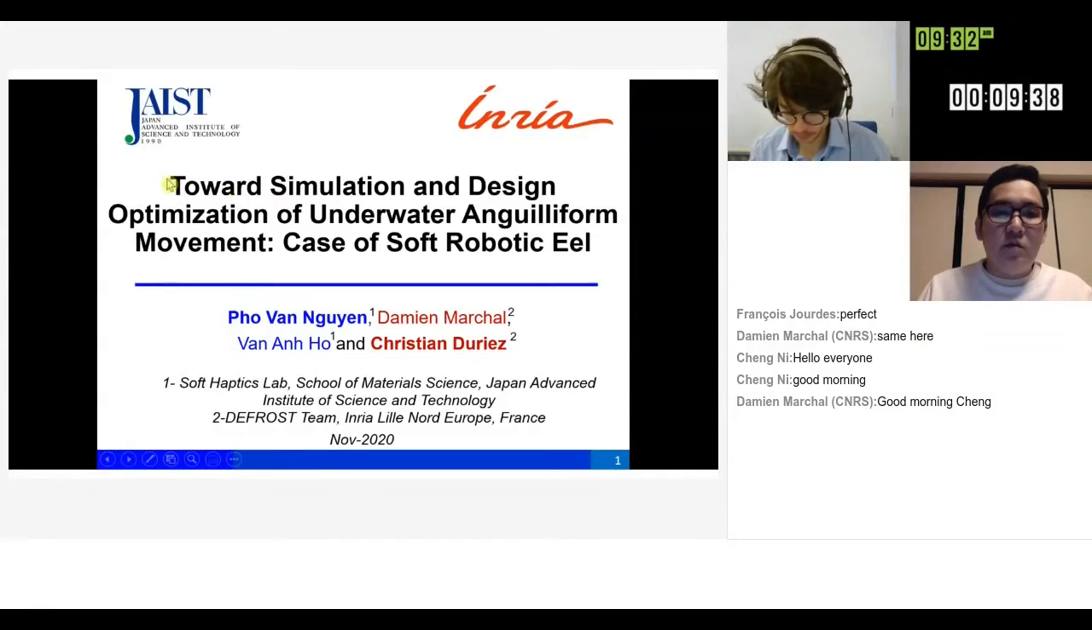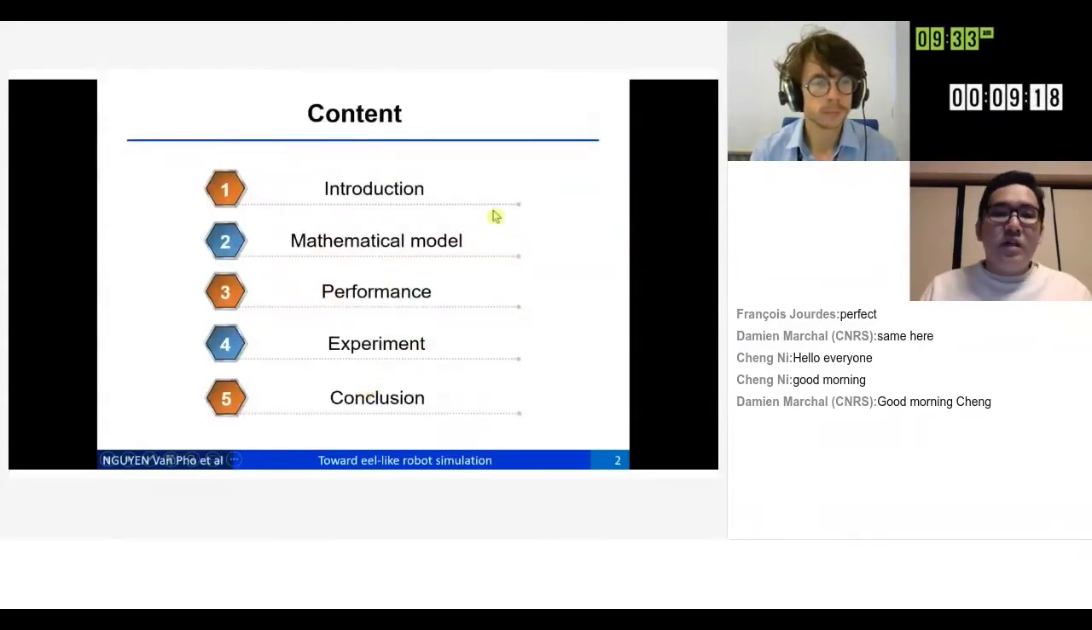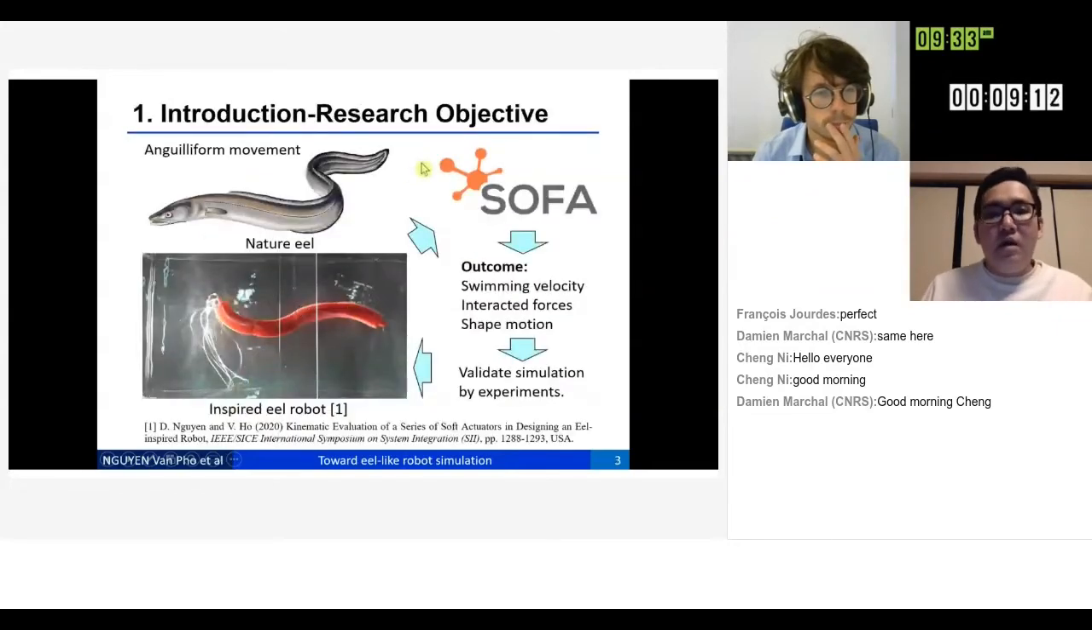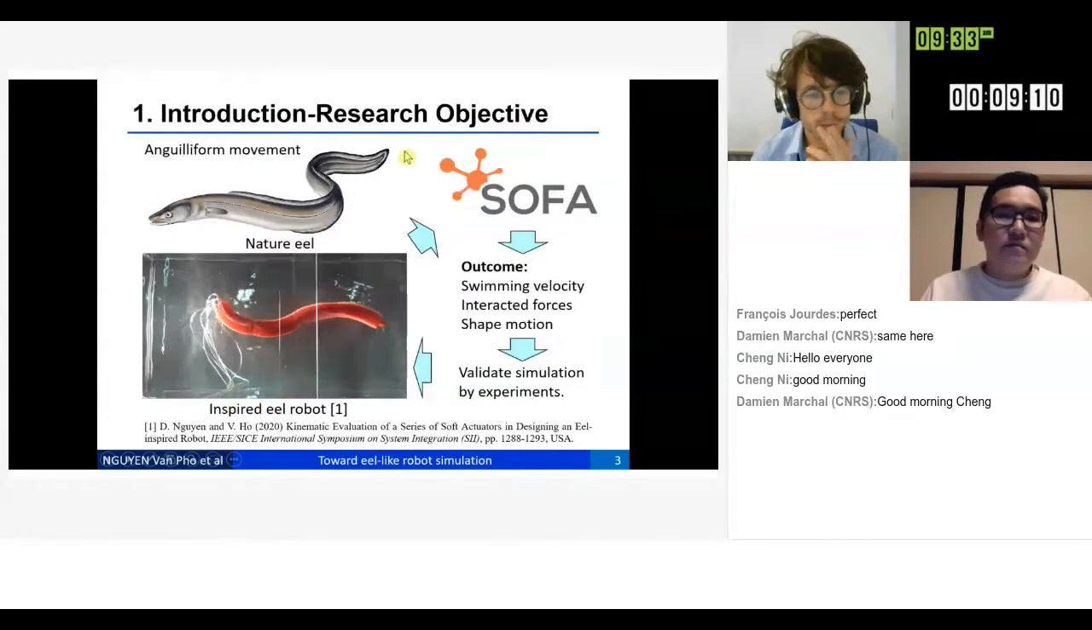My presentation topic is towards simulation and design optimization of underwater and uniform movement case of a subaquatic eel. This is the collaborative work between Soft Haptic Lab and the team in India. My presentation today includes 5 parts, and in the first part, I would like to introduce our research objective.